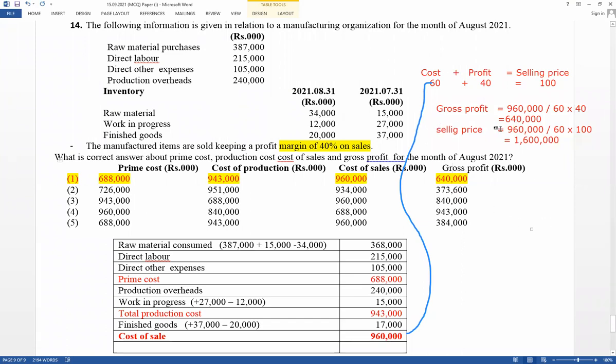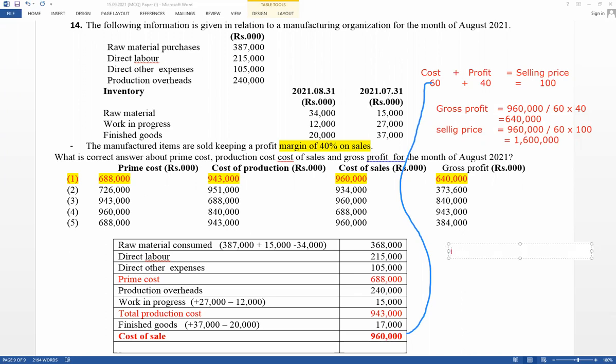But if it has given markup, the answer is the last one. If it has given profit markup, answer should be equal to the last one. Now if markup is given, try to work out gross profit as well. If it has given profit markup, gross profit equal.